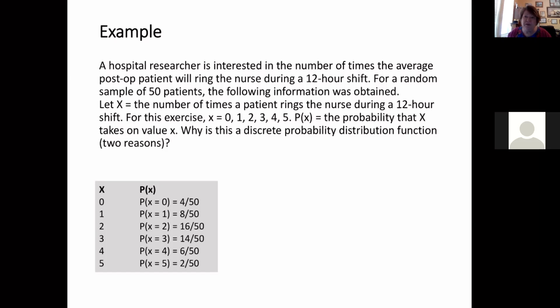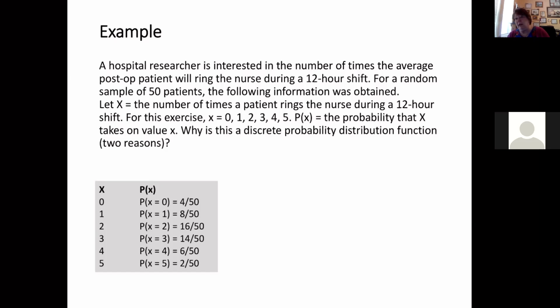So when you surveyed these 50 patients, you found that some patients didn't ring the nurse at all in the 12-hour shift. And the maximum number of times that a patient rang the nurse during a 12-hour shift of this survey of 50 was 5 times, okay? So what's the probability that the random variable takes on any of these 6 values? Well, it depends on how many patients did this. It's the relative frequency of this. So the first column in our table are the values that our random variable can take on. So our random variable can take on the values from 0 to 5.